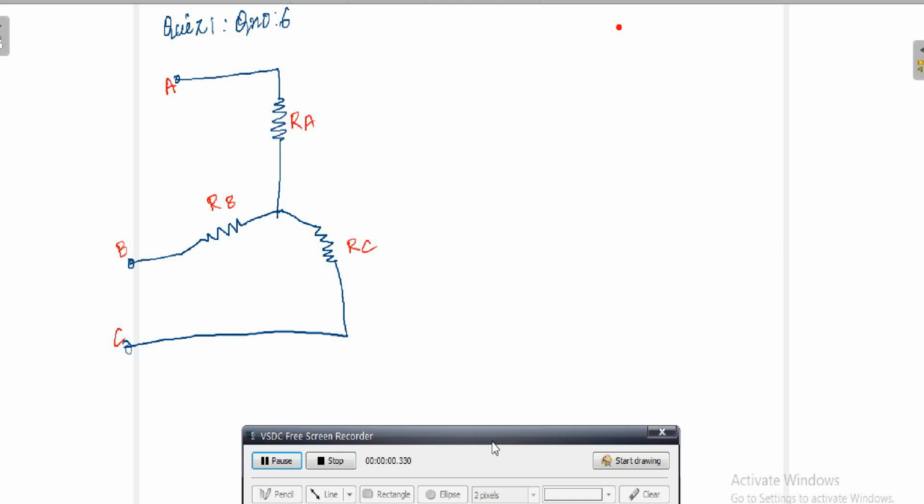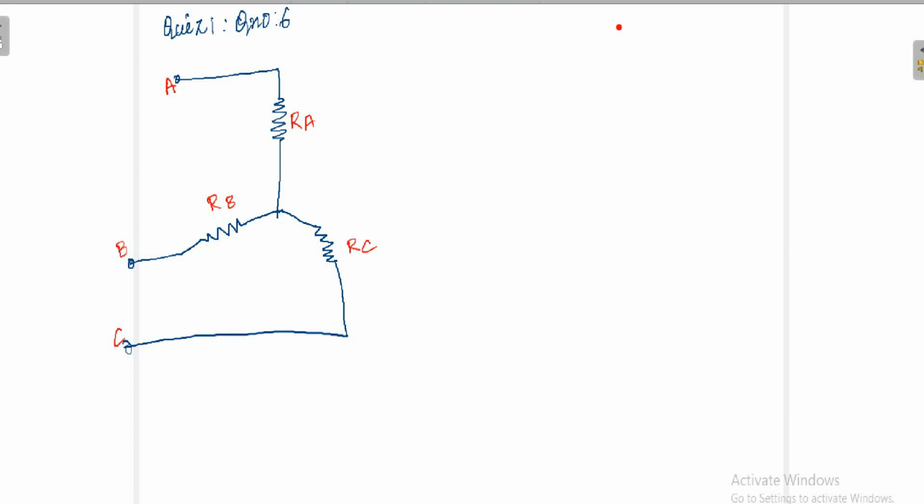Hello students, let us see question number 6 in quiz 1. They have given the resistance between A and B, B and C, and C and A. Here we have to find the values of RA, RB, RC.